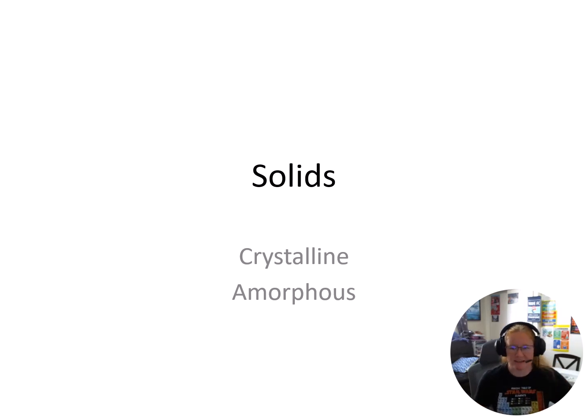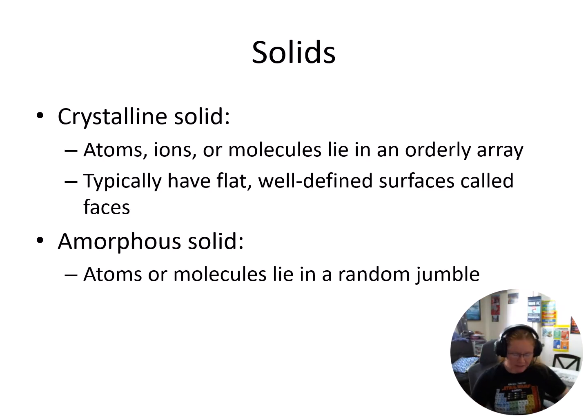Let's briefly discuss solids. There's two main classifications we're going to look at here, crystalline solids and amorphous solids. So what's the difference between the two? Well, crystalline solids are going to have things that are in a very orderly array. They have flat, well-defined surfaces. We call these surfaces faces, and so they're very flat, they're well-defined.